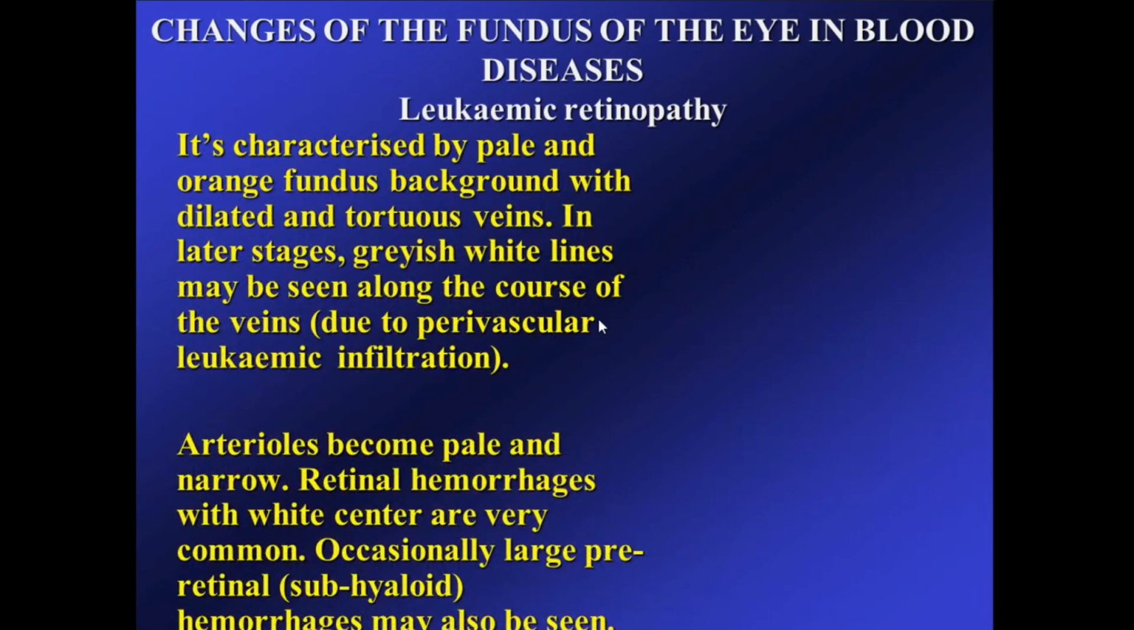So we should discuss the changes of the fundus of the eye in blood diseases. At first we should speak about leukemic retinopathy. Leukemic retinopathy is characterized by a pale and orange fundus background with dilated veins. In later stages, grayish-white lines may be seen along the course of the vein. Arterioles become pale and narrow. Retinal hemorrhages with a white center are very common.